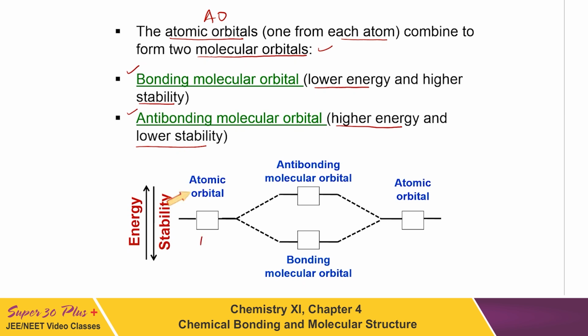See, this one is AO, this one is also AO. These are the orbitals belonging to atoms. When they combine, they form MOs. Both of them are MOs. Out of them, this one is BMO, bonding MO, and this one is anti-bonding MO. In short, I will call it ABMO, and this will be called BMO. You see, this is the order of energy. So BMO is lower in energy and ABMO is higher in energy.